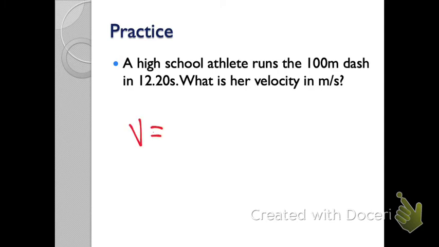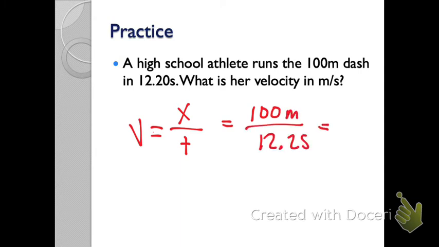Velocity equals displacement over time, which is 100 meters over 12.2 seconds. And I get a final velocity of 8.19 meters per second. Okay. Do I need to include a cardinal direction here? No, because it wasn't given to us, so we assume forward, right? We assume positive, and so we just keep it at a positive number.